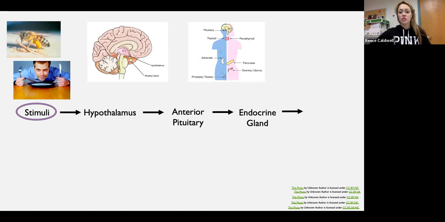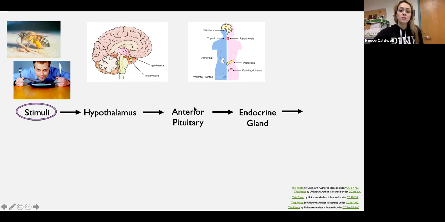We have the adrenal glands. The adrenal glands sit on top of the kidneys and they release adrenaline, so epinephrine and norepinephrine, and they also release our stress hormone cortisol. We also have the gonads or the sex glands, so the ovaries in the females and the testes in males. And of course, there are many other endocrine glands in the body, but those are the main ones that we're going to focus on in this course.